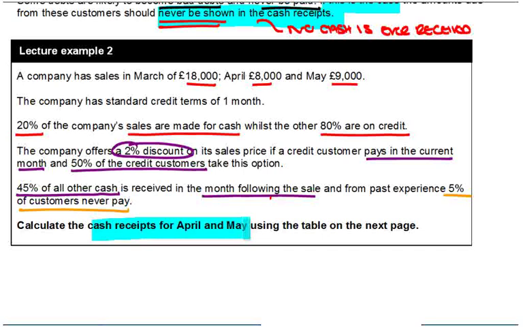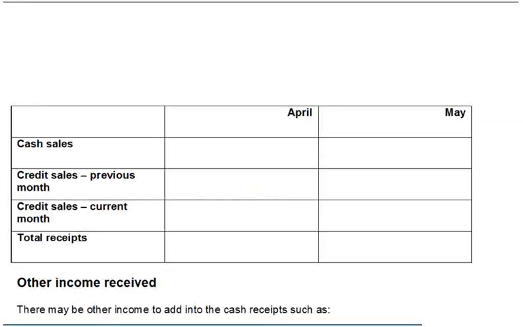So just the same as we did before, I'm going to start off with my cash. And remember up here we said 20% of the company's sales are made for cash. So for April and May, I'm just looking at the sales and taking 20% of those. So let's start with April first of all. 8,000 quid's worth of sales, 20% for cash. So filling in my table here then, 8,000 times 20%. That's giving me 1,600 in terms of my cash sales for April.